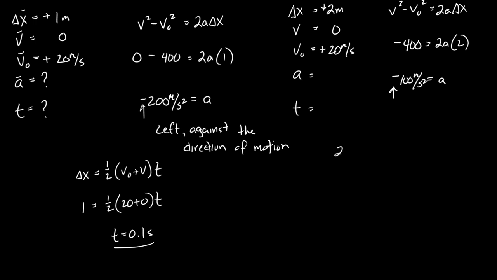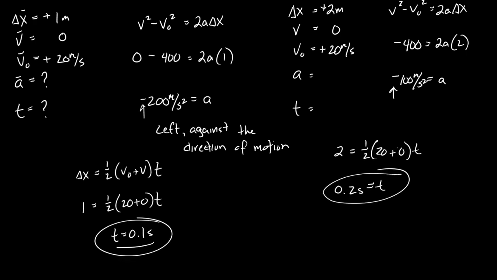This one's going to be a little different. I'll have 2 equals 1/2 times (v naught plus v) times t. So that's going to be, go ahead and put the 20 in there. 20 and 0. So again, this would be 0.2 seconds. On a test, the answer is only correct if the units are there. So if you don't give me the answer with the units, you won't be able to get full credit. All right.